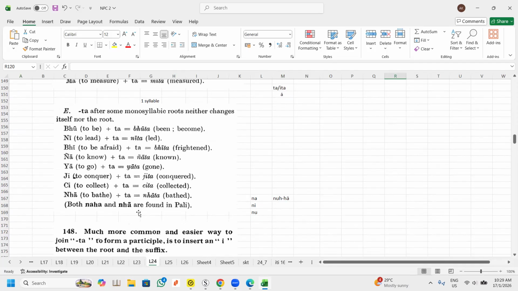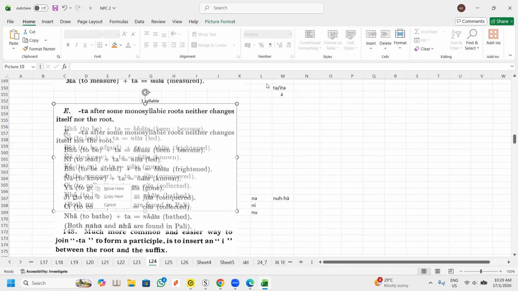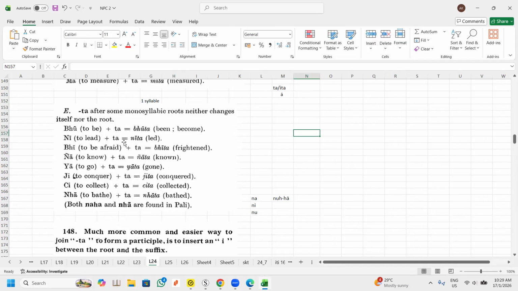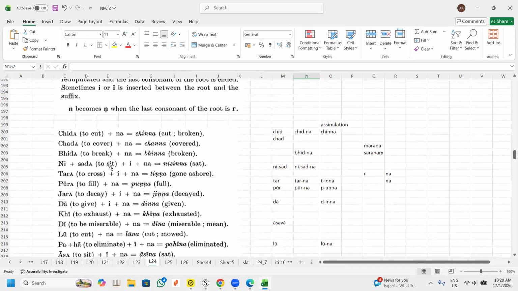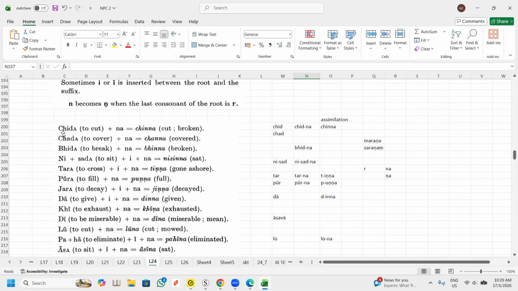This is the easiest of all. This is easier. Monosyllabic group. That means one syllable. Okay, see, this one is easy. So we won't go through all of these. No point. So what you do? You look at some of them. Some of them you can see.